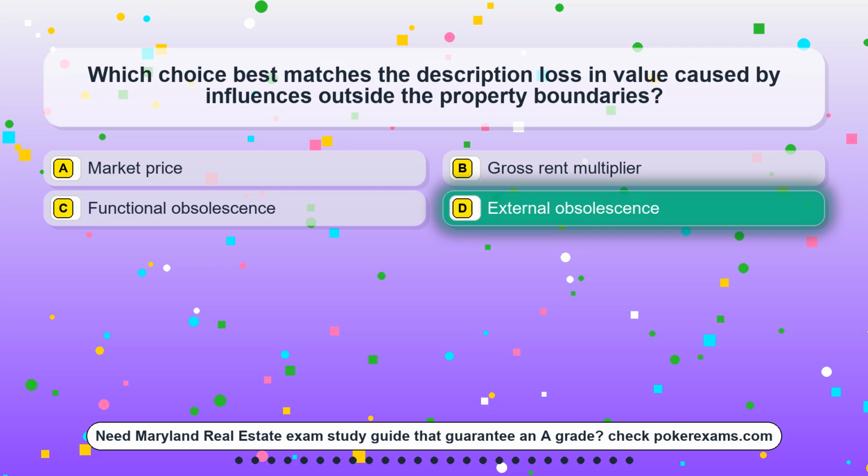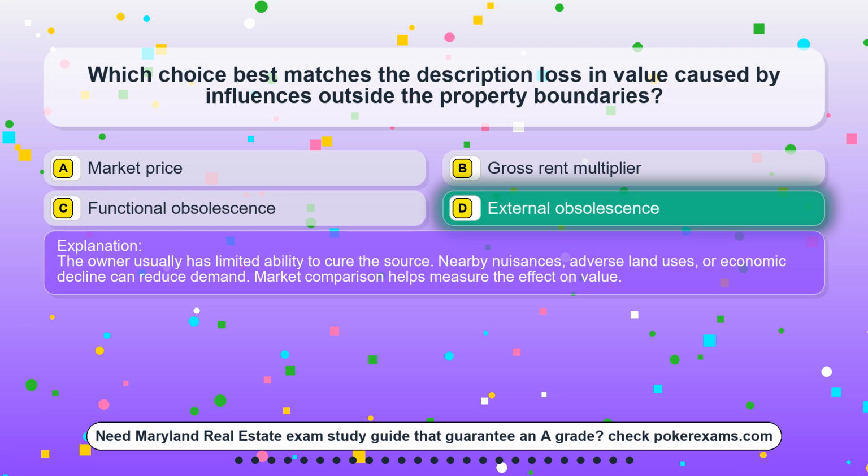The correct answer is option D, external obsolescence. The owner usually has limited ability to cure the source. Nearby nuisances, adverse land uses, or economic decline can reduce demand. Market comparison helps measure the effect on value.